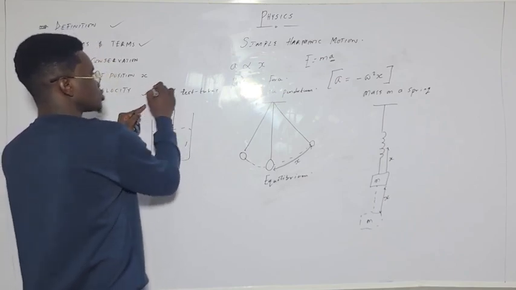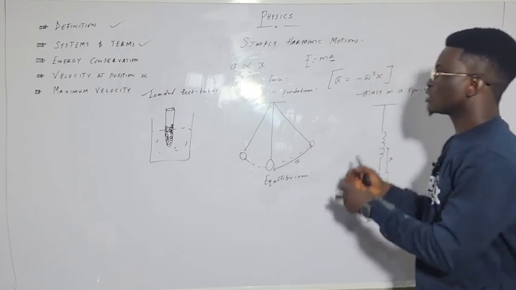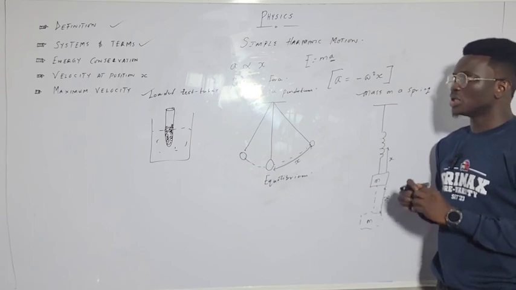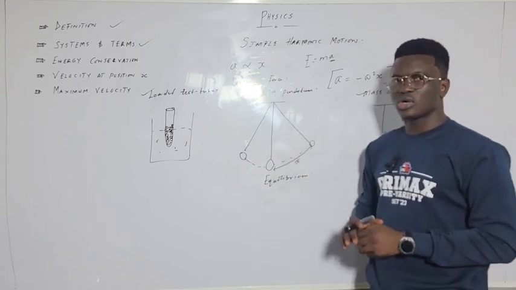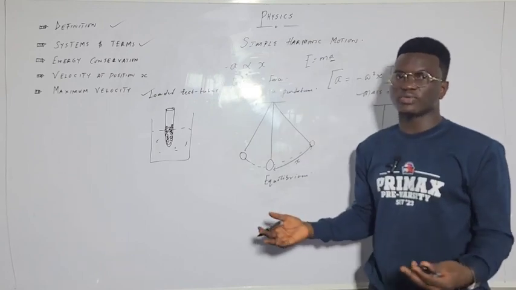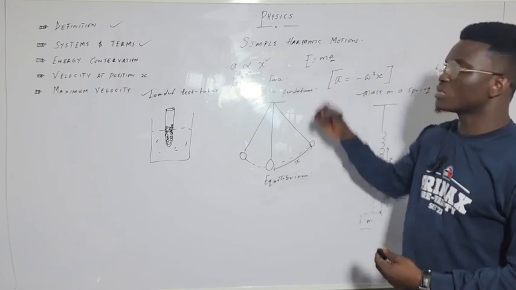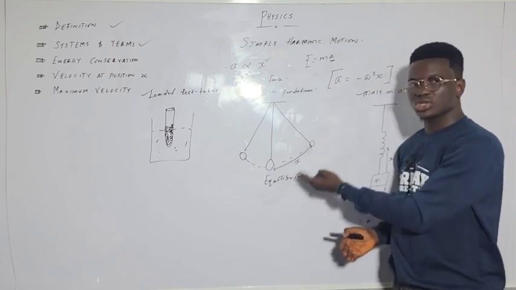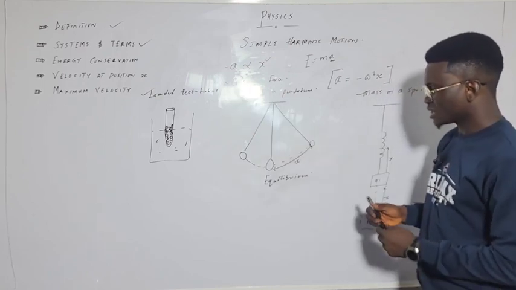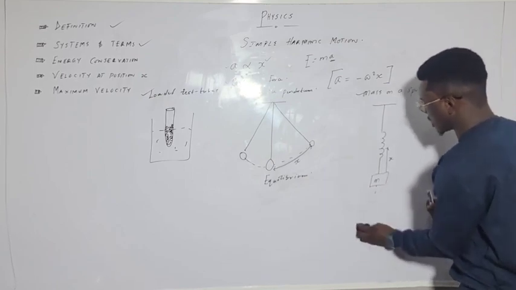It means a loaded test tube, a simple pendulum, a mass on a spring, your heartbeat, all these are systems that exhibit simple harmonic motion. Now, what are the terms you hear often in simple harmonic motion? I already talked about one, acceleration, the rate of change of velocity. Then displacement is just the position you are pushing the body to. Then the restoring force. Another thing is what we call amplitude. So let's look at those terms one after the other quickly.